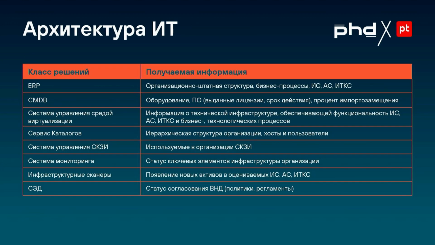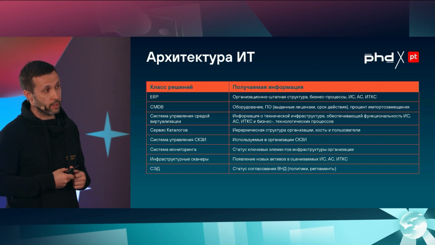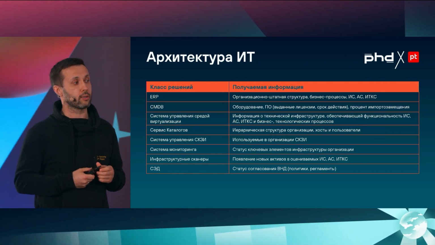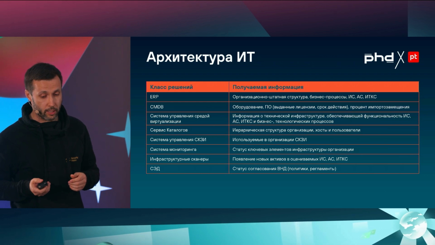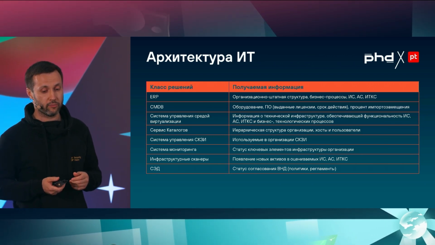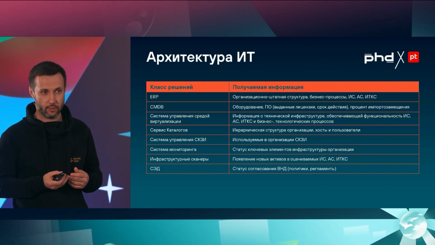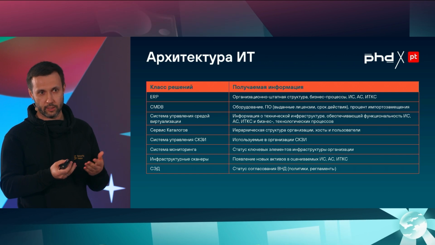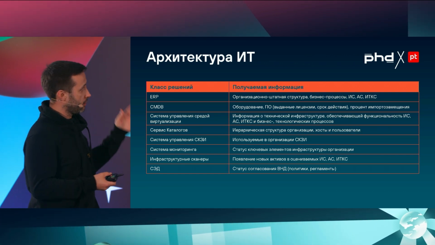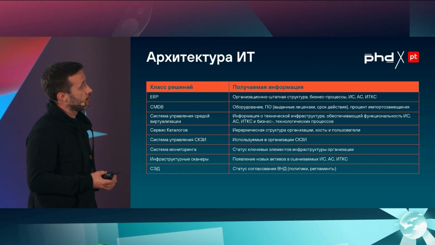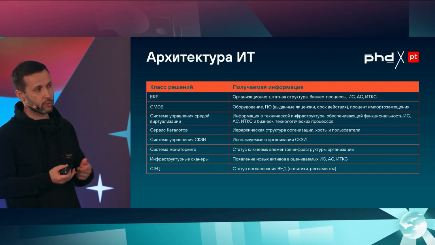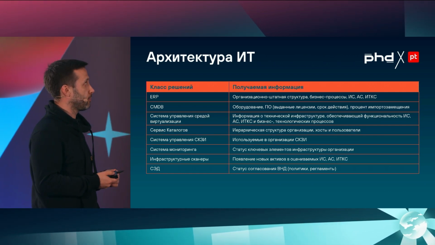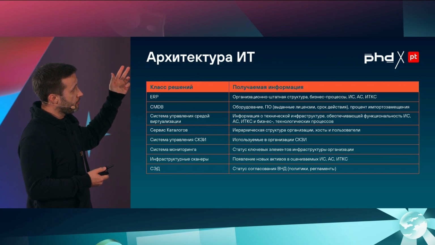Let's make some examples from the point of view of the typical IT architecture of an organization and information security, which is interesting to us. IT infrastructure helps us, first of all, to fill the model of assets. If the company has ERP, not to be mixed with IRP, enterprise resource planning, this gives the organizational structure, owners of assets, information systems, business processes, and other entities.